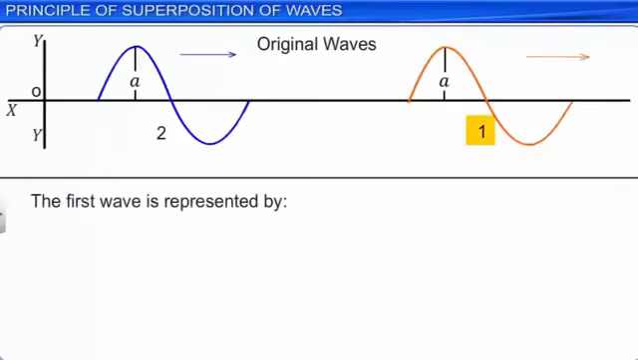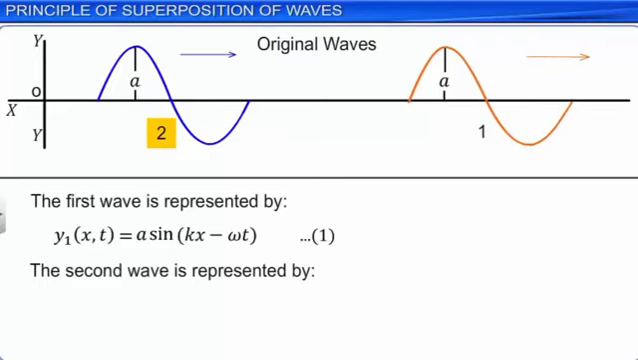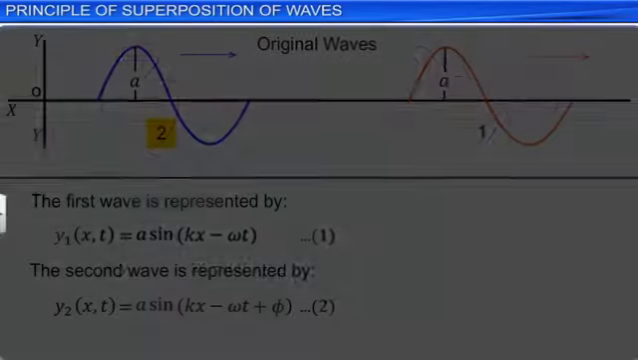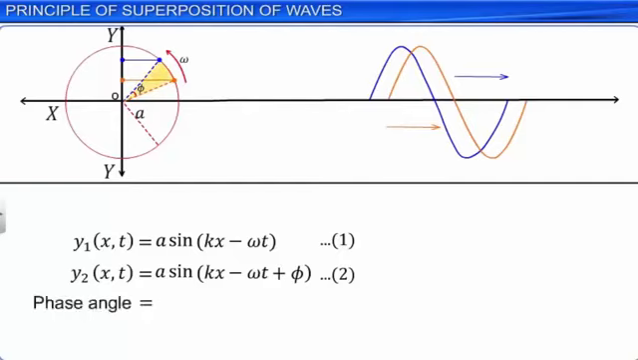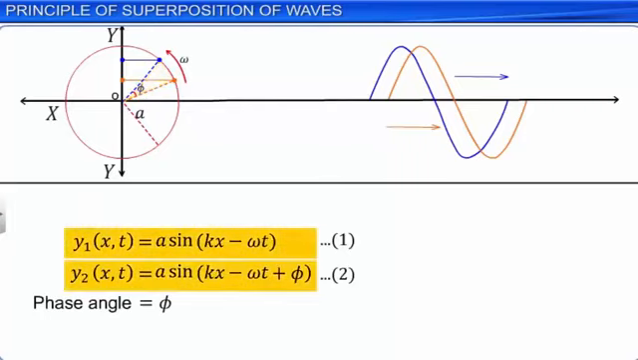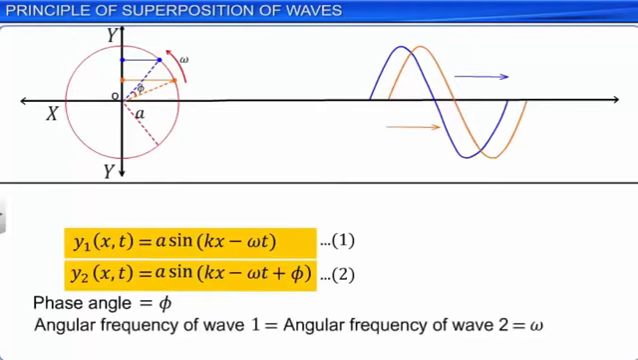The first wave is represented by y1(x,t) = a sin(kx - omega t). Let this be equation 1. The second wave is represented by y2(x,t) = a sin(kx - omega t + phi). Let this be equation 2. The second wave is shifted by a phase angle phi from the first wave. From equations 1 and 2, we can say that both waves have the same angular frequency omega, the same angular wave number k, and the same wavelength lambda.